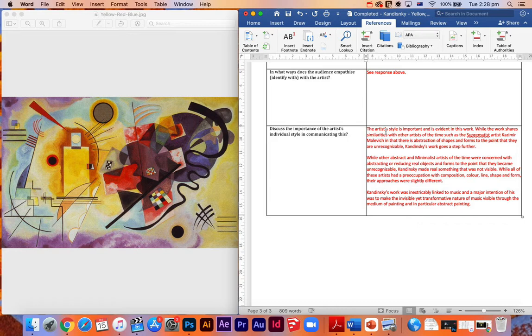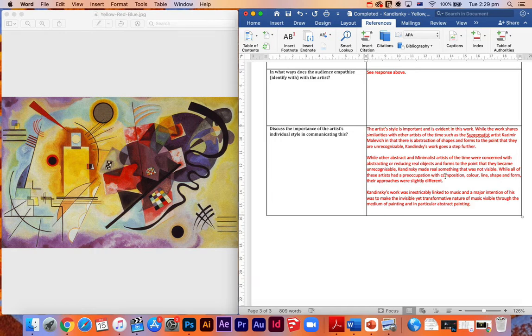And a big part of this goes to the approach or the influence, or the reference point at which the work begins. So while the work does share similarities with other artists of the time, such as the suprematist artist Kazimir Malevich, in that there is an abstraction of shapes and forms to the point that they're unrecognizable, Kandinsky's work goes a step further. So I've said here, while other abstract and minimalist artists of the time were concerned with abstracting or reducing real objects and forms to the point that they became unrecognizable, Kandinsky made real something that was not already visible.